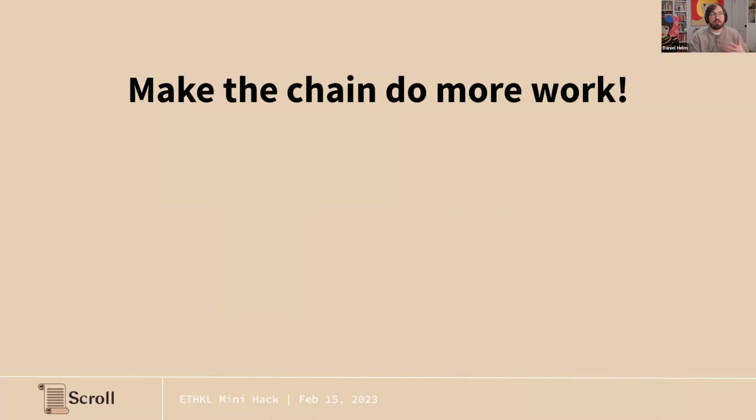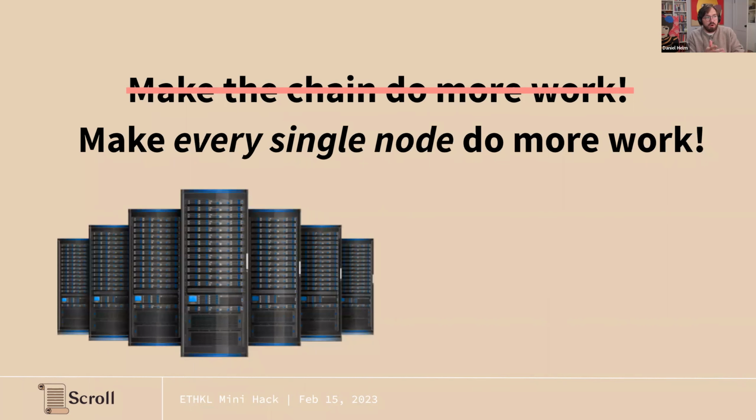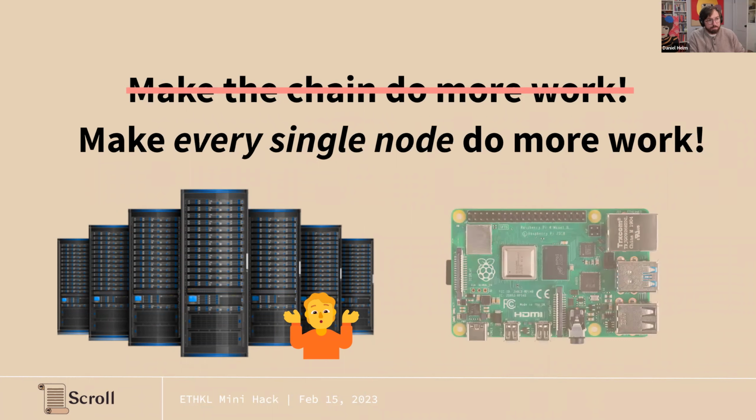And so what you're actually saying when you say make the chain do more work is not that. You're saying make every single node in the network do more work, right? Which maybe we could here and there. And really, if all the nodes are supercomputers or living in data centers, they're going to shrug their shoulders. No big deal. We can take on way more work than Ethereum does.